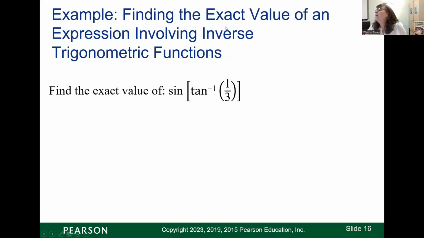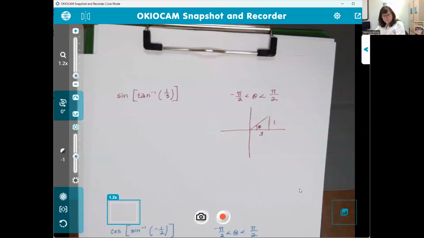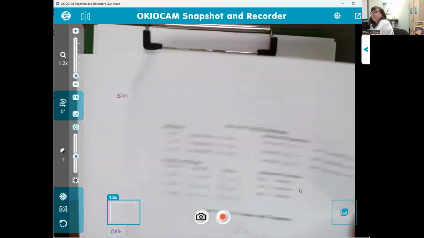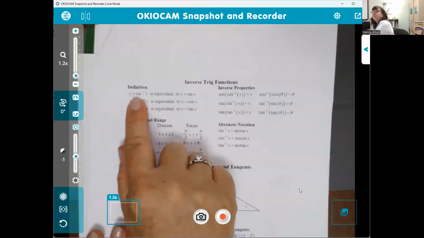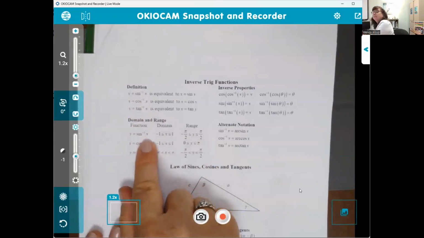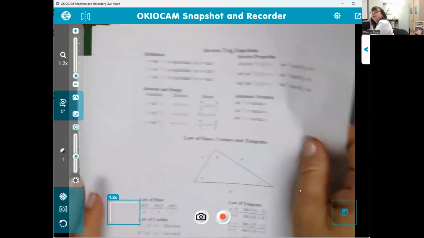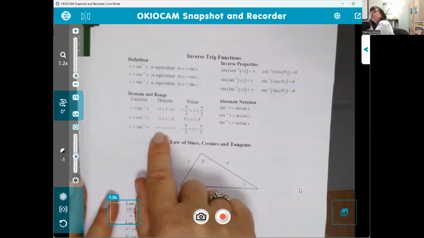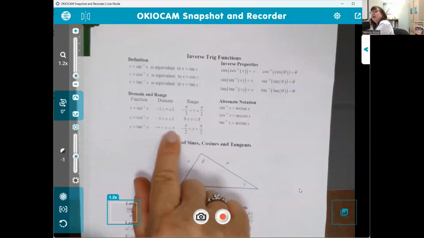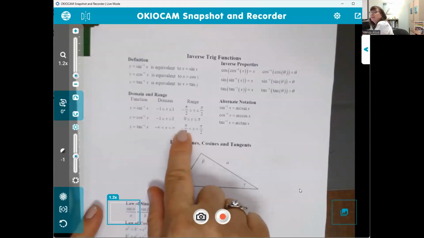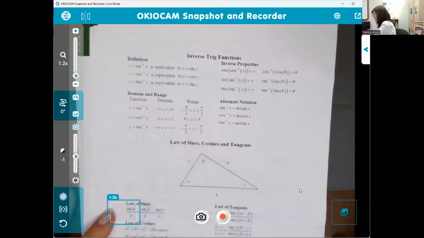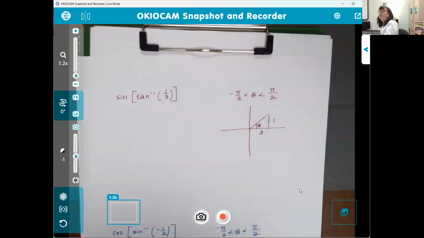Here it might be helpful to have this mother of all cheat sheets. We're doing the domain of the inverse tangent. The domain is negative infinity to positive infinity, but you're only going to get out between negative pi over 2 and pi over 2. And that's going to be a little helpful to us.